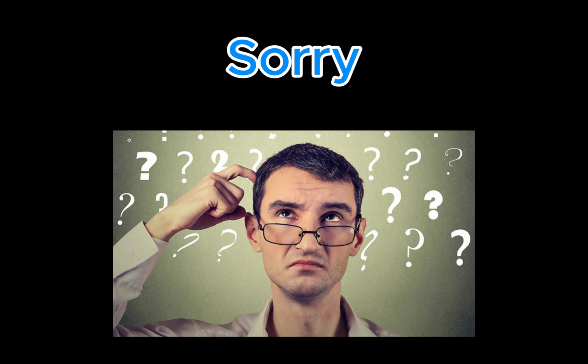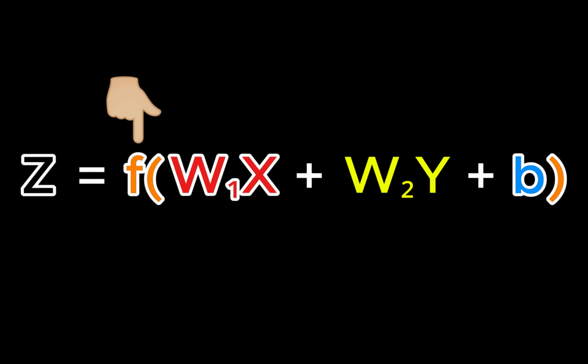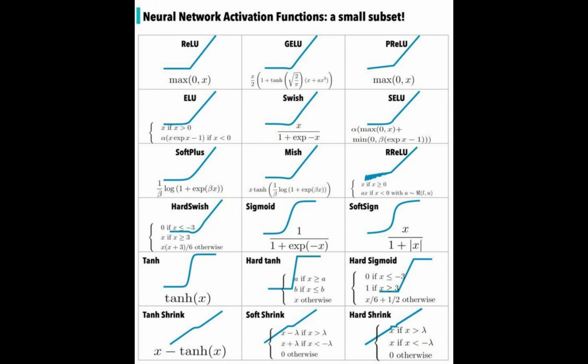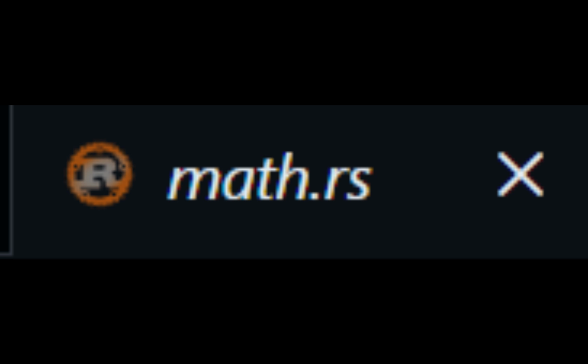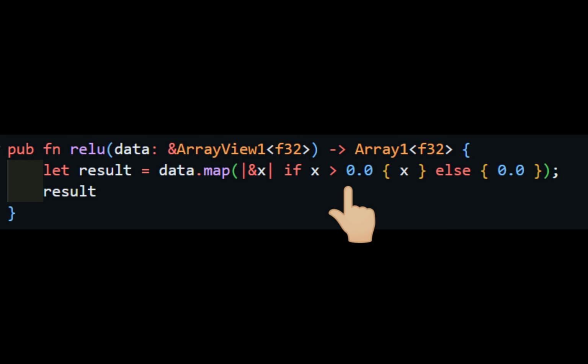Before we continue, I might have forgotten an important part of a neural network, which is the activation function. There are many kinds of activation functions in math, like the sigmoid function, ReLU, softmax, and etc. And I'll be using ReLU. Let's go back to the math.rs file and create a ReLU function, where if the value is greater than 0, then it returns the value. And if the value is less than 0, it returns 0 instead of the value.